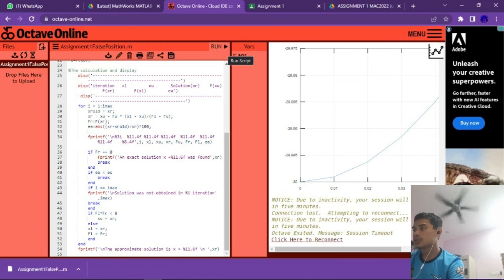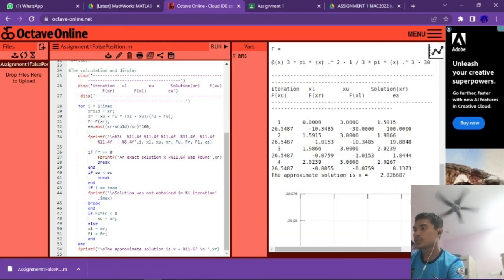I'm using the if and properties so we can get the output. For the output, this is the iteration, lower bound, upper bound, and then the solution of XR, and the FXU, FXR, FXL, and approximation error. So we got the answer in iteration 4, which is XR equal to 2.026687. So that's from me. Thank you.